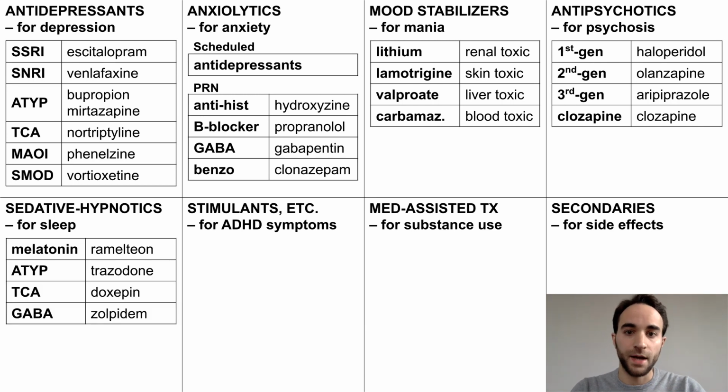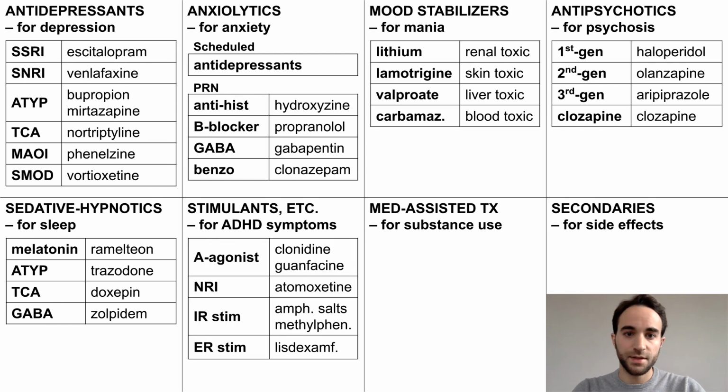Next are the sedative hypnotics, a heterogeneous class of medications with various mechanisms of action that all are used to promote sleep. These include melatonin and the melatonin agonist Ramelteon, trazodone, an atypical antidepressant, doxepin, a tricyclic antidepressant, and zolpidem, a GABAergic medication. Next are the stimulants, and related non-stimulant medications used to treat ADHD symptoms, alpha agonists, norepinephrine reuptake inhibitors, and various stimulants in both immediate release and extended release formulations.